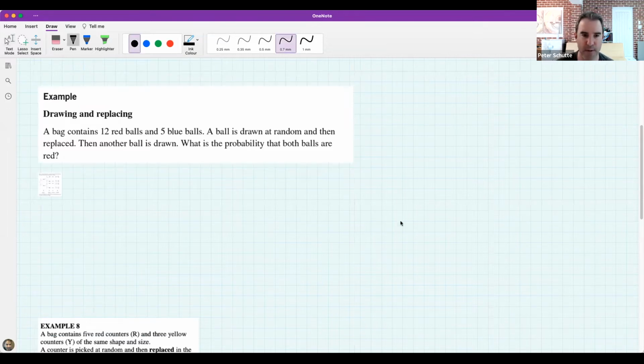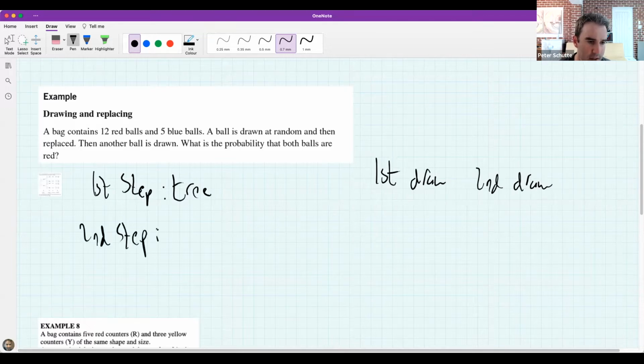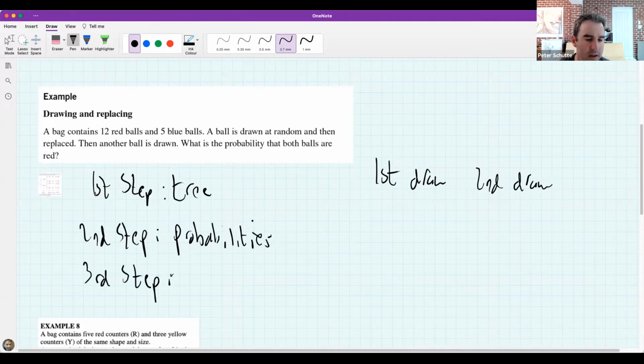I want you to start by drawing a probability tree to represent these 2 draws. First draw, second draw. So step 1 is to draw the probability tree. The second step is to put the probabilities on the tree. And then the third step is to find the answer to the question. The question says, what is the probability that both balls are red?